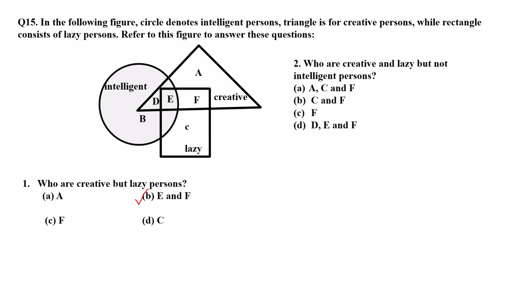Now the second question is you have to find the persons who are creative and lazy. So creative and lazy is E and F, but not intelligent. Okay, intelligent means it should not come under the circle. So E is coming under the circle, isn't it? So E is intelligent, but you have to find which is not intelligent. So F is the correct option. Again, I am repeating. See, E and F are both creative and lazy, but it is given they should not be intelligent. Means they should not be in the circle. So E comes under the circle also. So F is the correct option. So correct option is C. Okay. Now moving to next question.